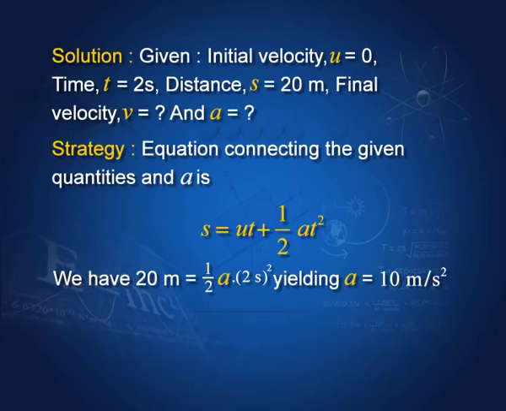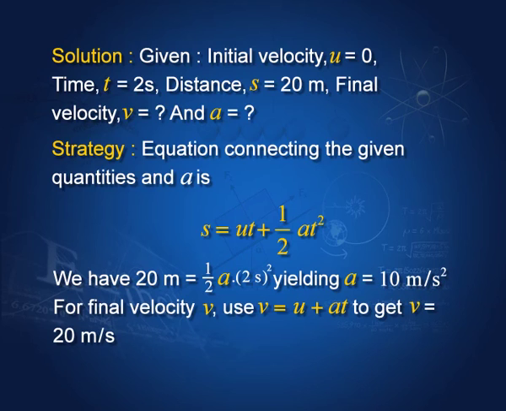Once we have found a, we can find v. v is equal to u plus a t. Substitute the value of u and the value of a we have just found. t is 2 seconds, and we get v equal to 20 meters per second.